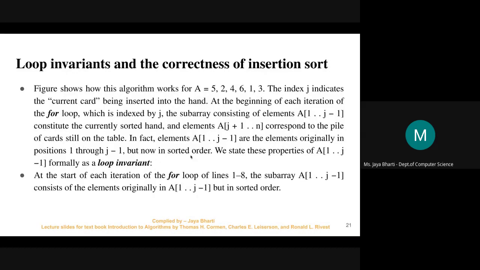And in fact, elements A 1 to j minus 1 are the elements originally in the positions from, means it is saying that you are not changing the positions. Whichever first card we are picking, means what I can say is, for suppose you have 10 elements in the array.